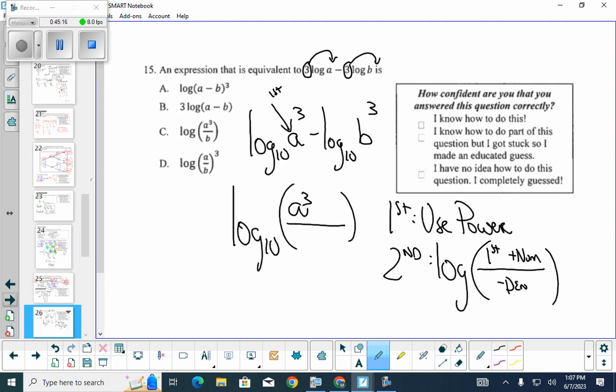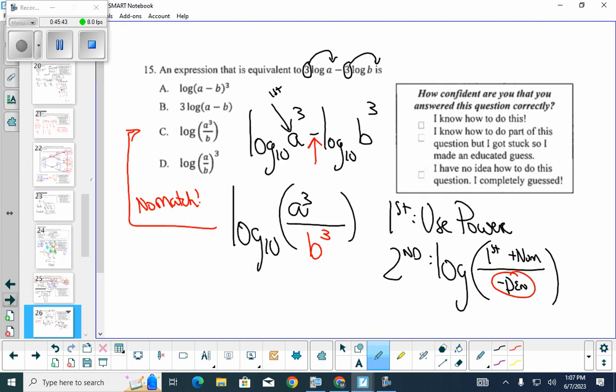We have a minus in front. So does the b cubed go in the top or in the bottom? Bottom, because it's got a minus in front. So that, okay, so now, it doesn't match.